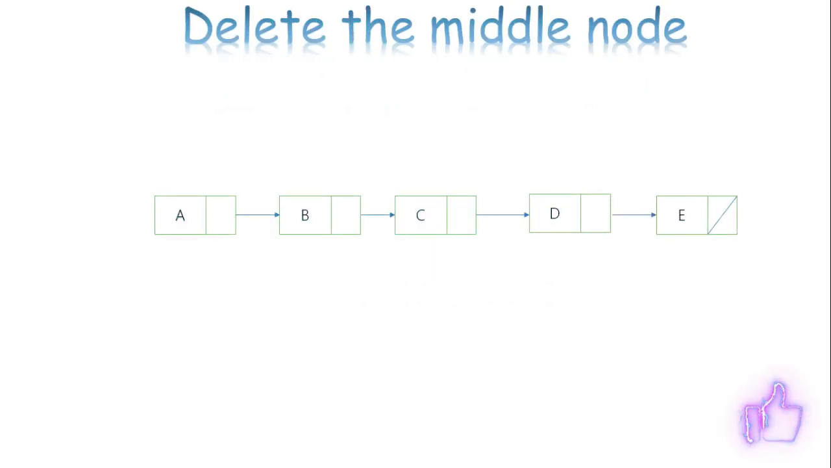Suppose we are given a singly linked list like this that has elements from A up to E, and we have a pointer that points to the first element or first node, which is head. Suppose you are given a data D here to be deleted from this singly linked list.